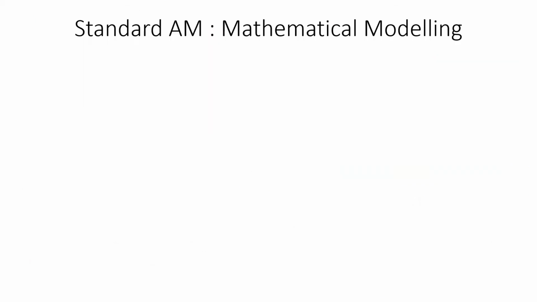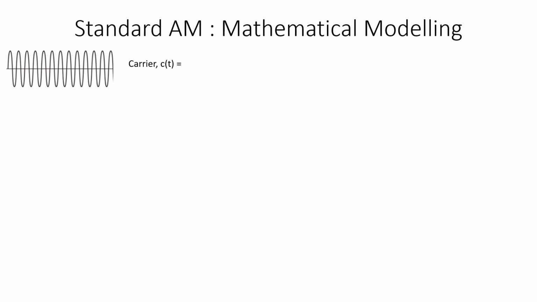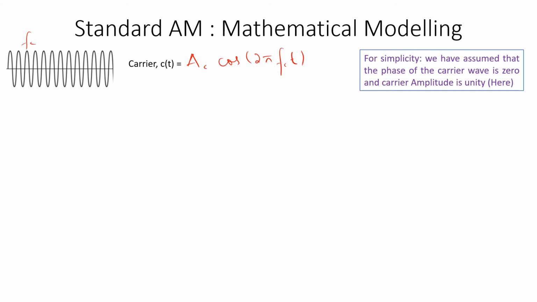Now we'll try and model the standard AM. First we should know how to represent the carrier. Our carrier is a sinusoid with frequency fc. To represent that carrier, we'll use Ac cos 2 pi fc t. So our carrier will be Ac cos 2 pi fc t, and for simplicity we are assuming the initial phase phi of the carrier to be equal to 0.